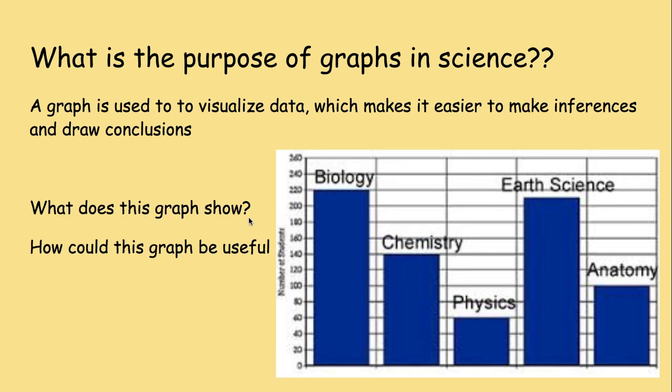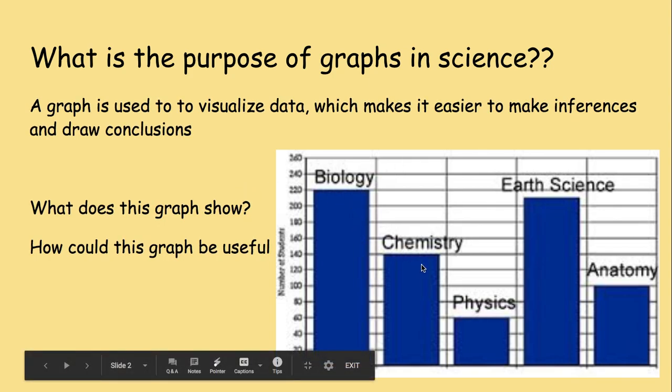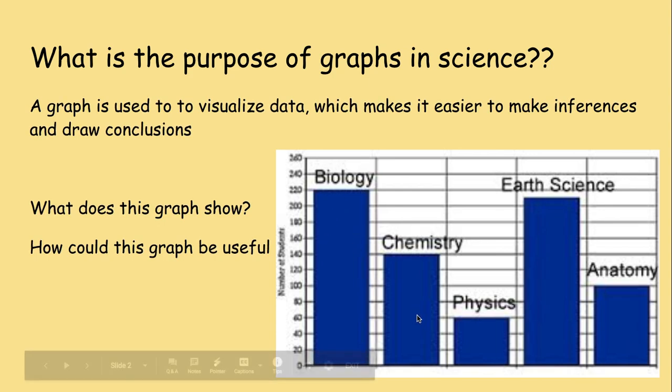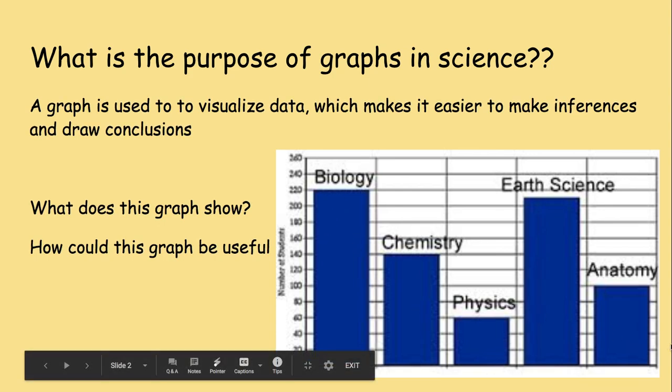So for instance, take this bar graph. What does it show? We have different sciences: biology, chemistry, physics, and earth science. And we have numbers on the side that say number of students. So maybe this is a school and these are the number of kids taking each class. What can I see? Hopefully you see a whole bunch of people are taking biology and earth science, and very few people take physics for some reason.